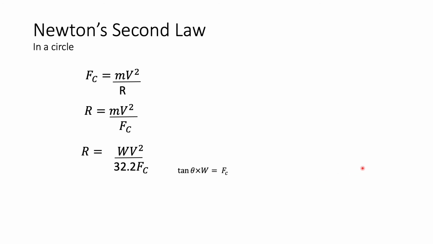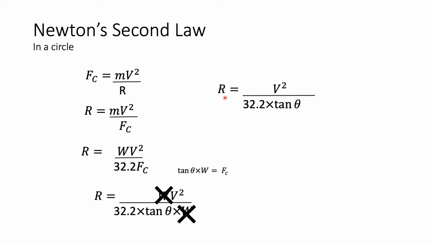We know that the centripetal force, the formula for that from our last slide, is the tangent of the bank angle times the weight equals the centripetal force. So now we replace the centripetal force with this formula right here, tangent of the bank angle times weight. But look what happened. We have a weight here and a weight here. When that happens in a formula, they cancel out. So what's left is the radius of the turn equals velocity squared divided by 32.2 times the tangent of the bank angle.